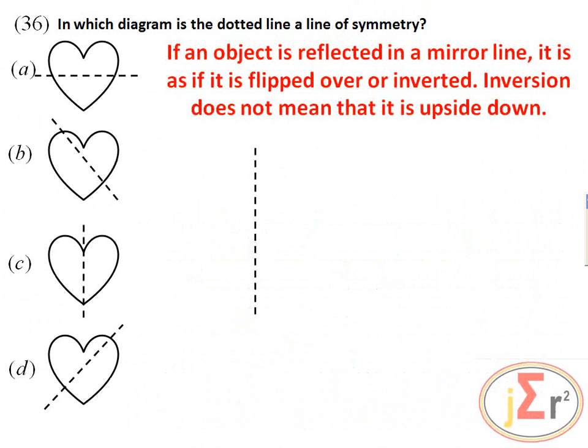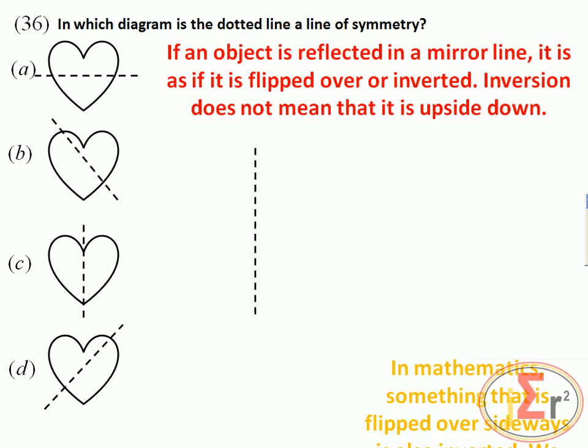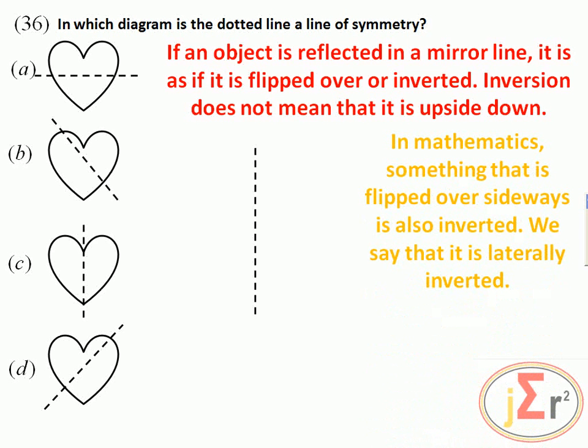If an object is reflected in a mirror line, it is as if it is flipped over or inverted. Inversion does not mean that it is upside down. In mathematics, something that is flipped over sideways is also inverted. We say that it is laterally inverted.